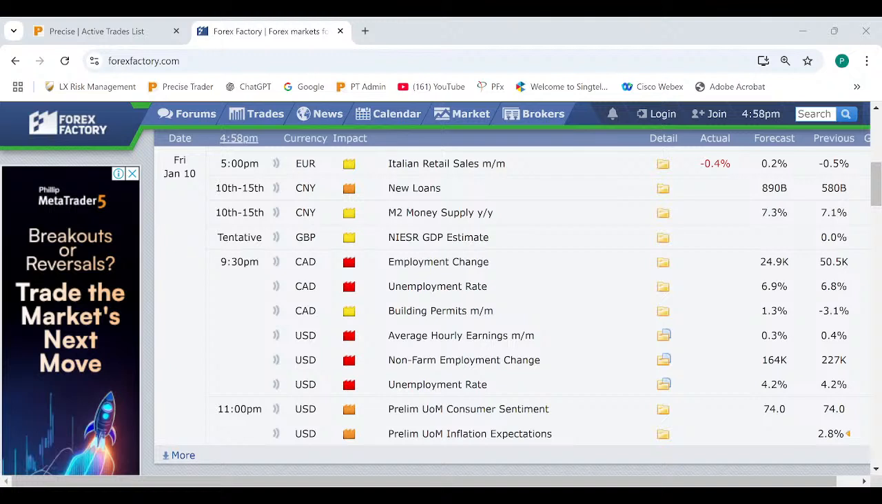Then we have average hourly earnings. If it comes out slightly better than 0.3, then also the dollar strength should come into play. Then the unemployment rate: anything better, that means 4.2 or lower, either 4 or 3.8 or 4.1, anything like that, is dollar strength. So altogether, we are expecting three data.